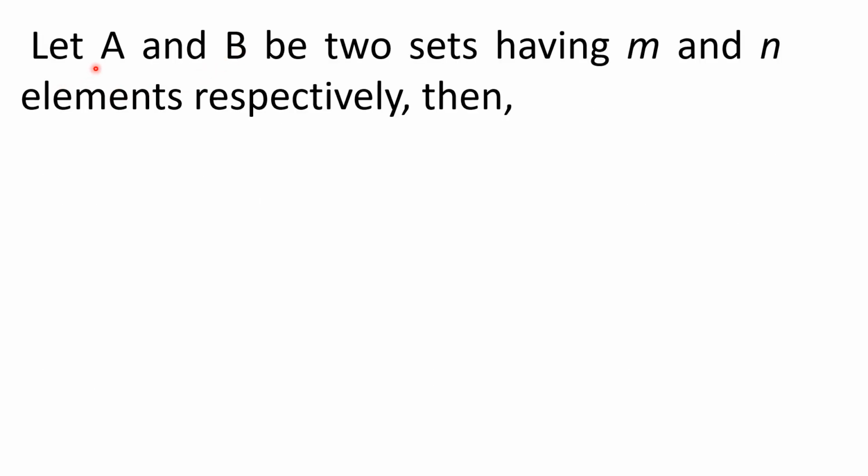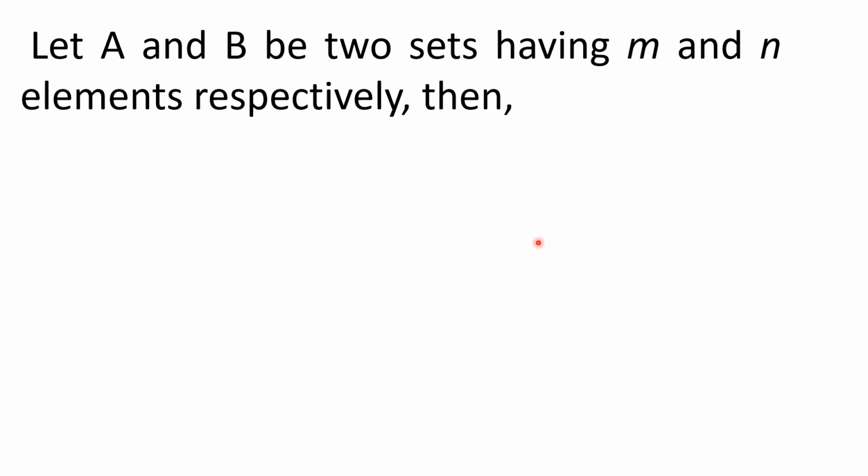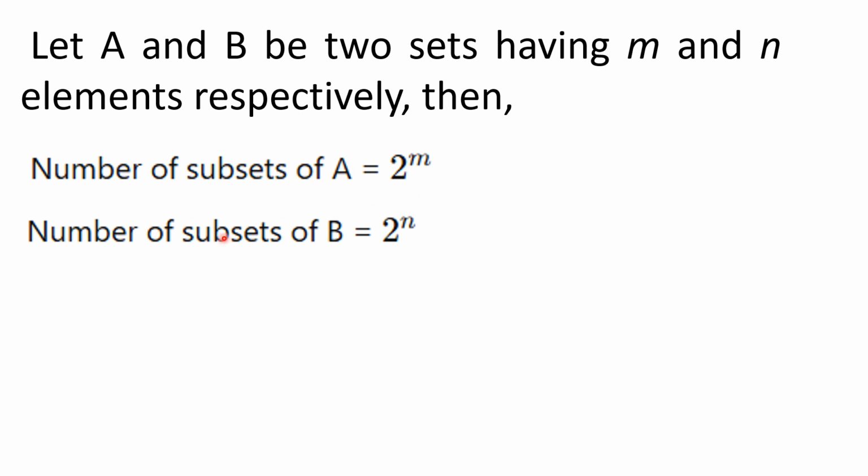Let us consider two sets A and B such that A has m elements and B has n elements. We know that if set A contains m elements, then the number of subsets of A is given by 2 to the power of m. Here A has m elements, so the number of subsets of A is 2 to the power of m. And B has n elements, so the number of subsets of B is 2 to the power of n.